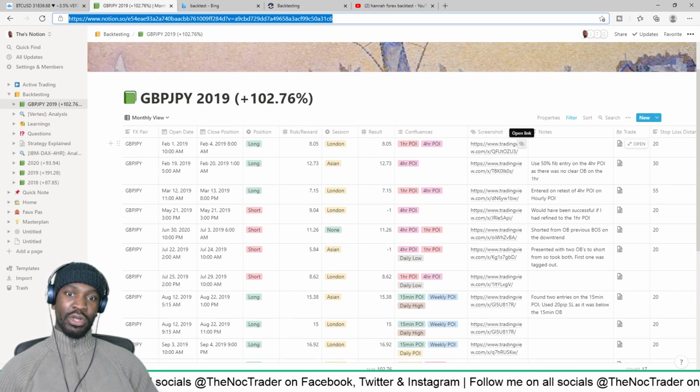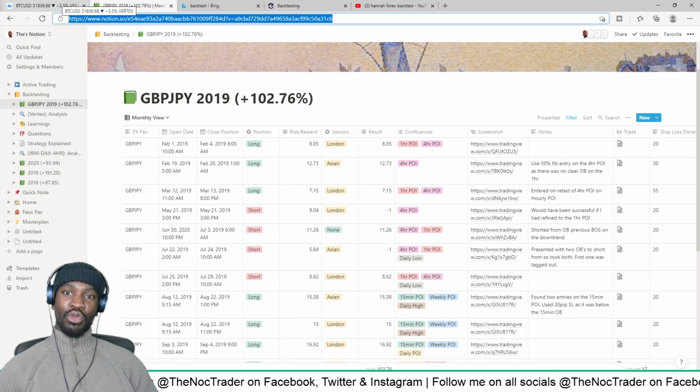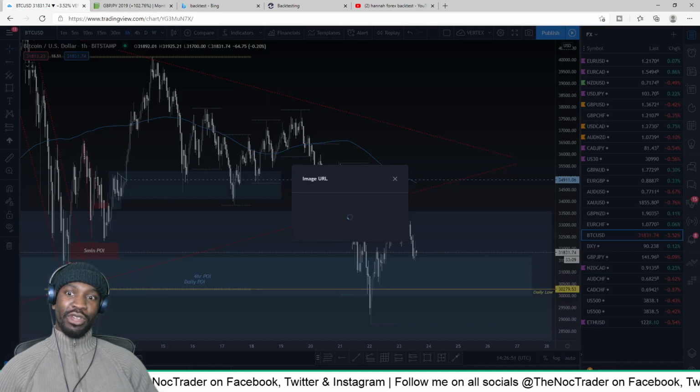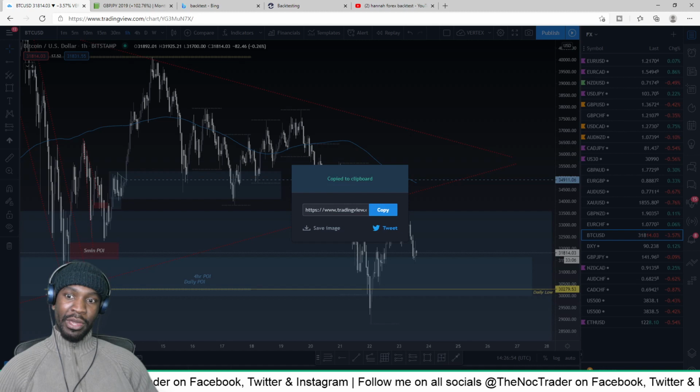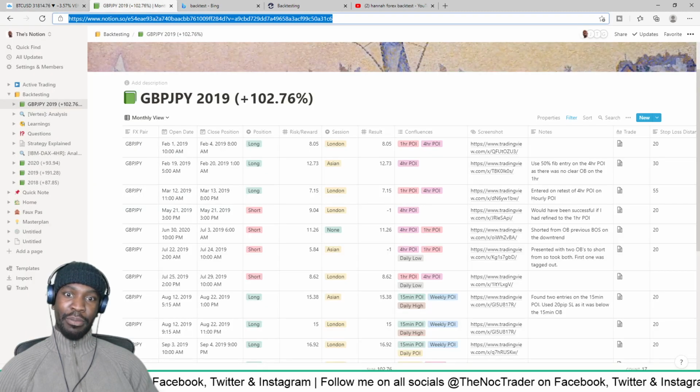And then I also added screenshots. The good thing you can do is that with TradingView, you can always take screenshots here and copy it. So I'd copy the TradingView screenshots and paste it into the screenshot area.